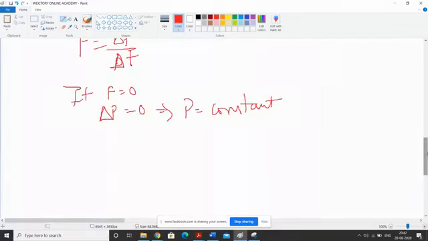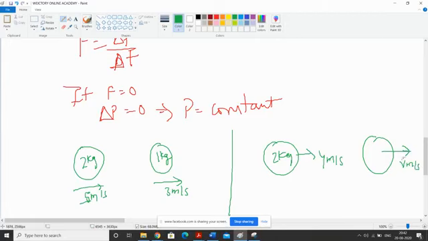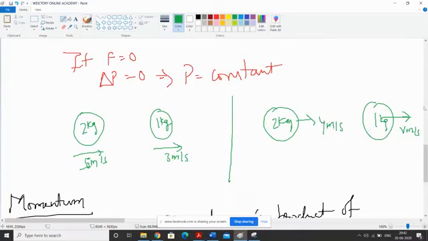Let's quickly see one question on the law of conservation of momentum. So let's say this is a 2 kg object. It is moving with 5 meter per second, and here is a 1 kg object. It is moving with 3 meter per second. So they collide with each other, and after that, this 2 kg moves with 4 meter per second. So what will be the speed v? We need to find the speed of this 1 kg object.